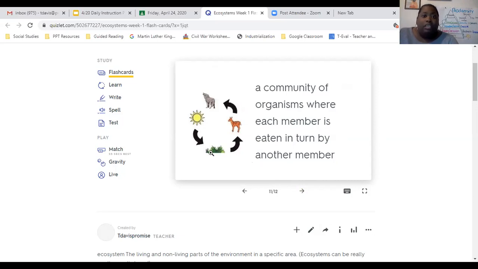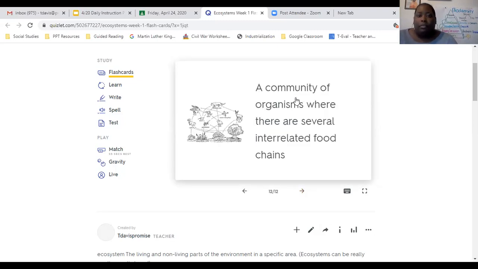Sunlight energy is absorbed by the chlorophyll, captured in the chloroplast of the plants. Plants are consumed by the deer. Deer is consumed by the wolf. Wonder what organism would consume the wolf? You said a decomposer, because it's really at the top of its food chain. You're correct. And then finally, a food web, a community of organisms where there are several interrelated food chains.